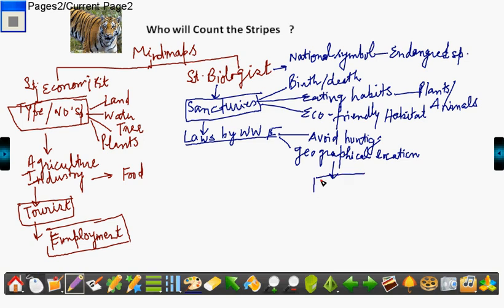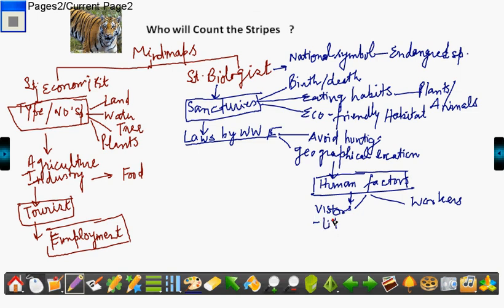Like, say for example, we have some of the human factors which affect the ecosystem. So human factors, you will have visitors, okay, and you will have workers, right? So visitors, they may litter, they create noise pollution, they disturb animals, right children? So don't disturb animals when you go to the zoo, don't feed them, right?